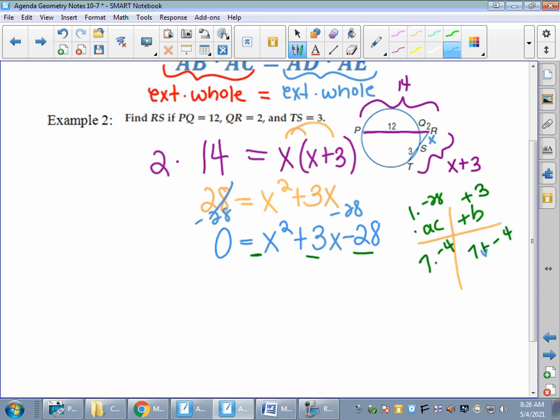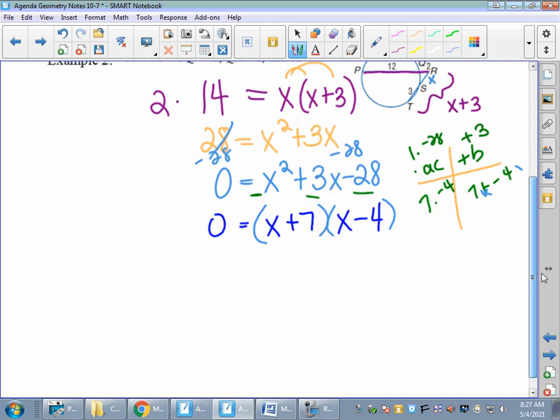Stick x's on both of those. Actually, you don't even need to do that. Let's just jump right to parentheses. Since our a value is 1, we can put our values in there. So I know if I'm going to FOIL or distribute this out, I have to have an x and an x in my first terms in each parenthesis. And then I'm going to take my positive 7 and my negative 4, and those will FOIL out to get that x squared plus 3x minus 28.